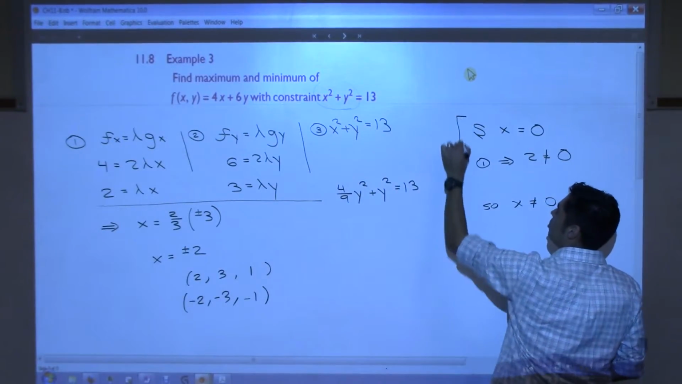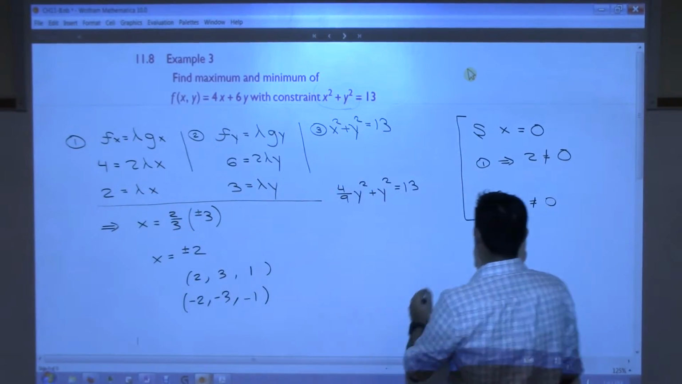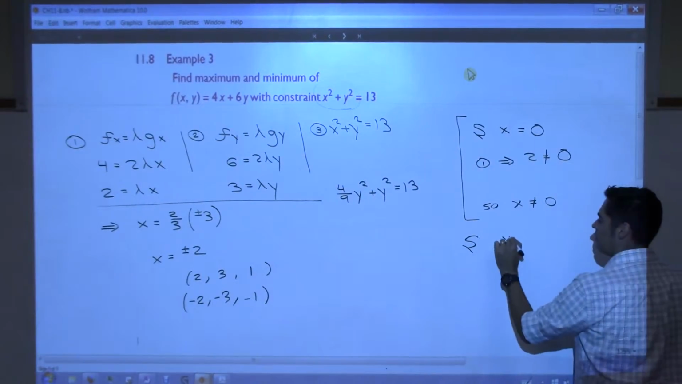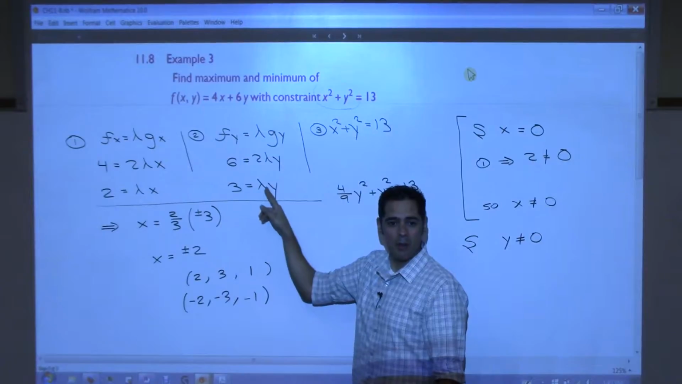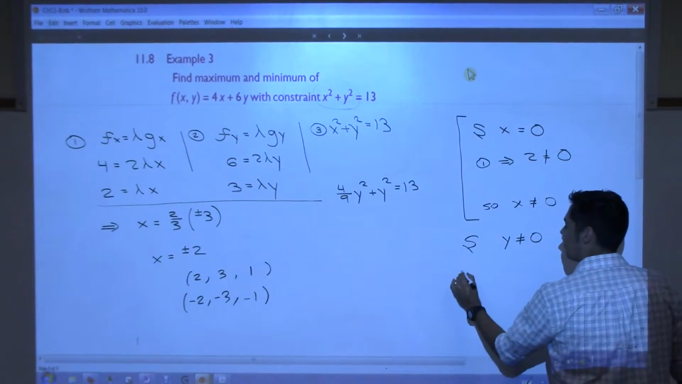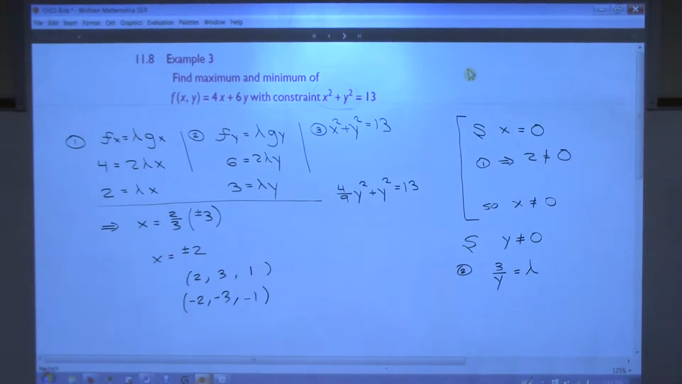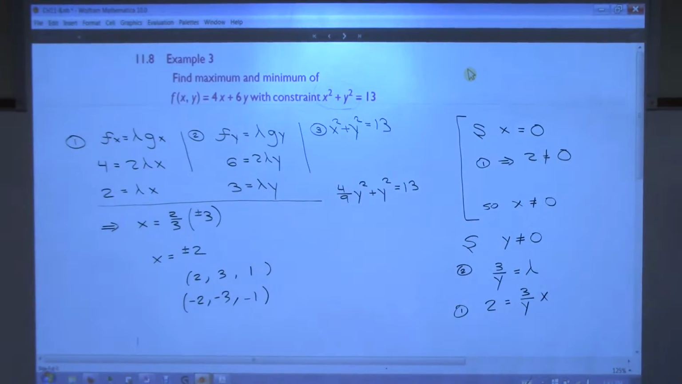What about taking equation 2 and solving it for lambda, and then taking that and plugging it into this one? So what would I have to start my suppose off with? Suppose y does not equal 0. Right? If y does not equal 0, I can take my second equation and divide through by y. So that would get 3 over y equals lambda. And then I could plug into equation 1 with that. And my equation would be 2 equals 3 over y times x. Starting to look a little familiar. This is what we did just a second ago.